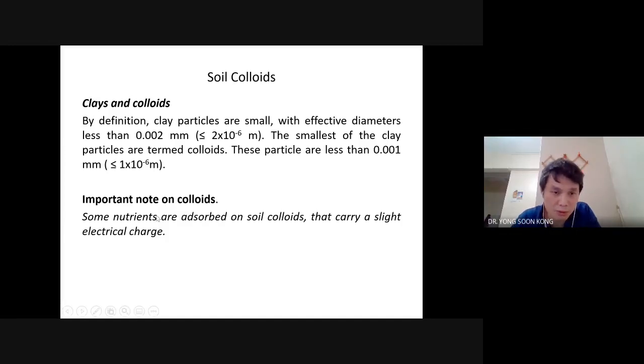Okay, important note on colloids. Some nutrients are absorbed on soil colloids that carry a slight electrical charge. Nutrient is a very broad word because, like I told you just now, the elements considered nutrients are 16. Some of these nutrients may be 2 plus charge, like calcium. When they absorb onto one negative charge, they might change the electrical charge to positive. So that is a possibility, and in fact, this is what this second point is meant.